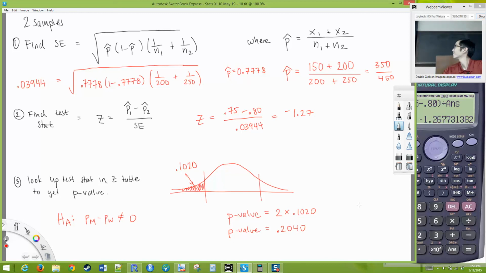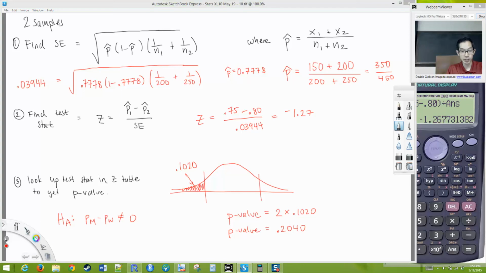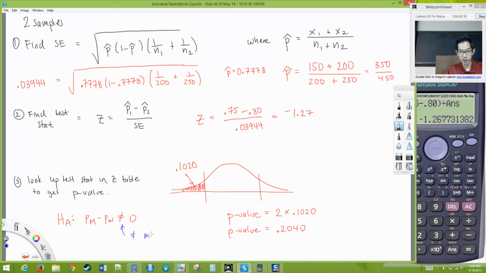Is it two because it's two-sided? It's two-sided because of the not equal sign. This is the key here. Not equals means two-sided. So the p-value is double the tail. That's the rule.